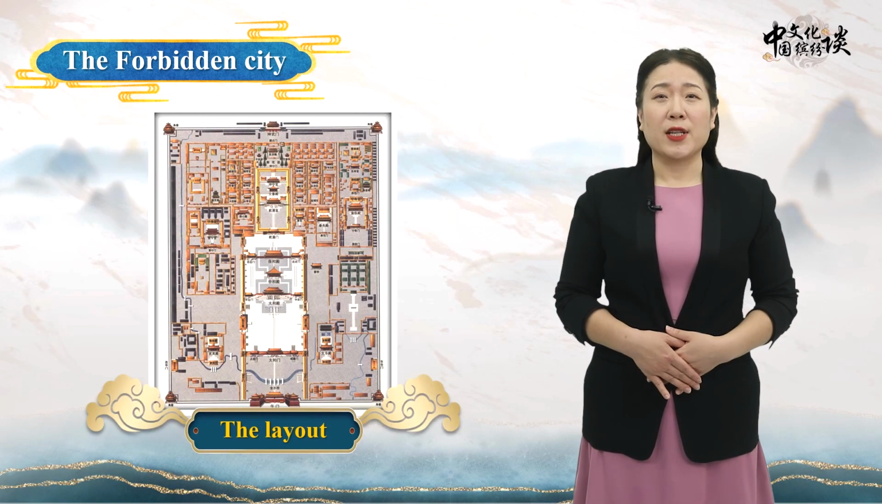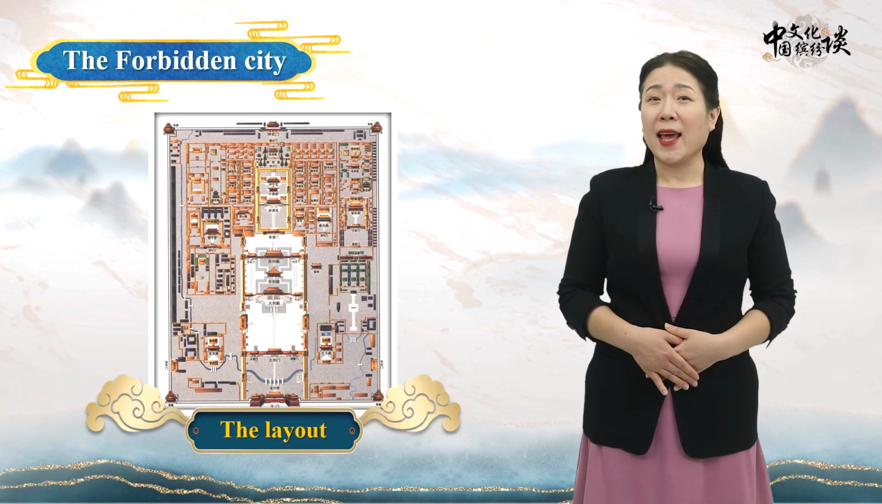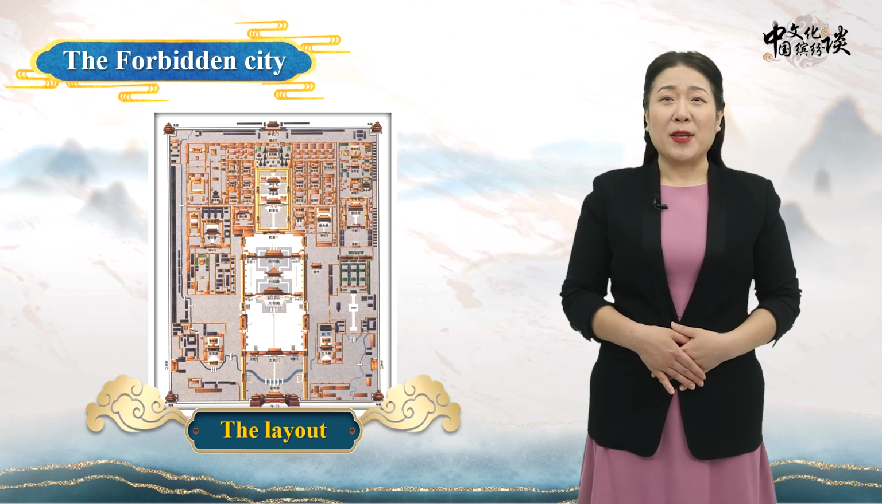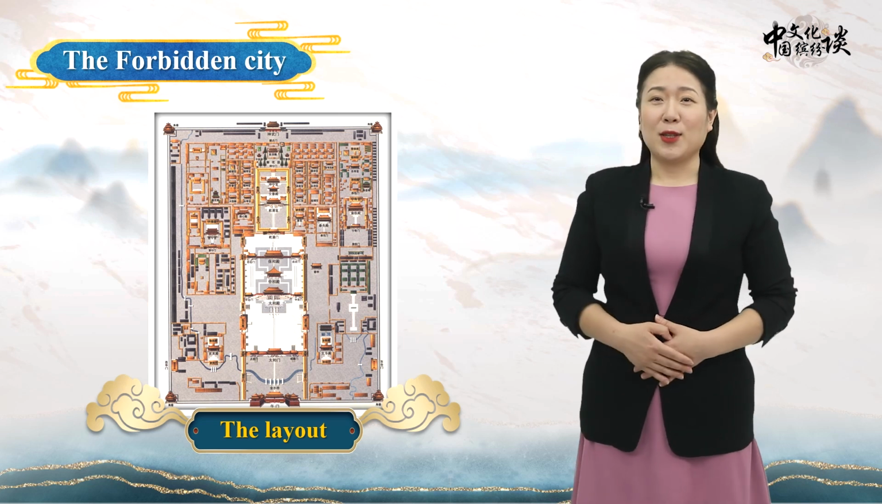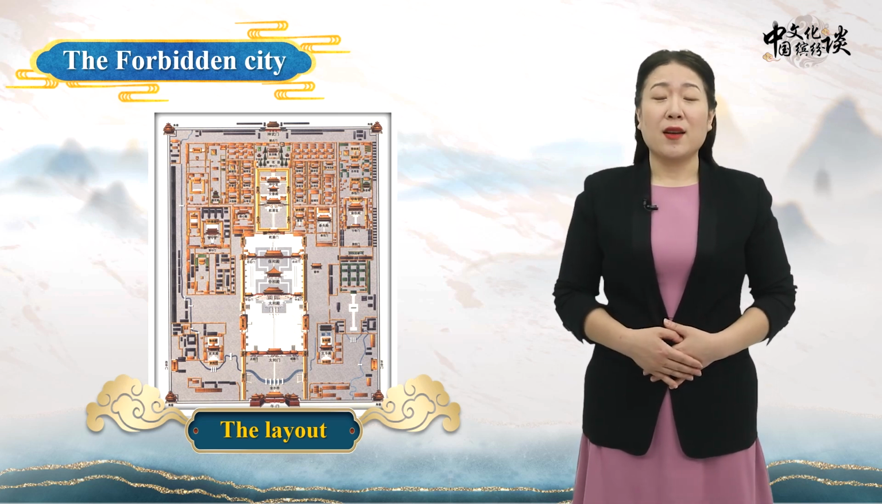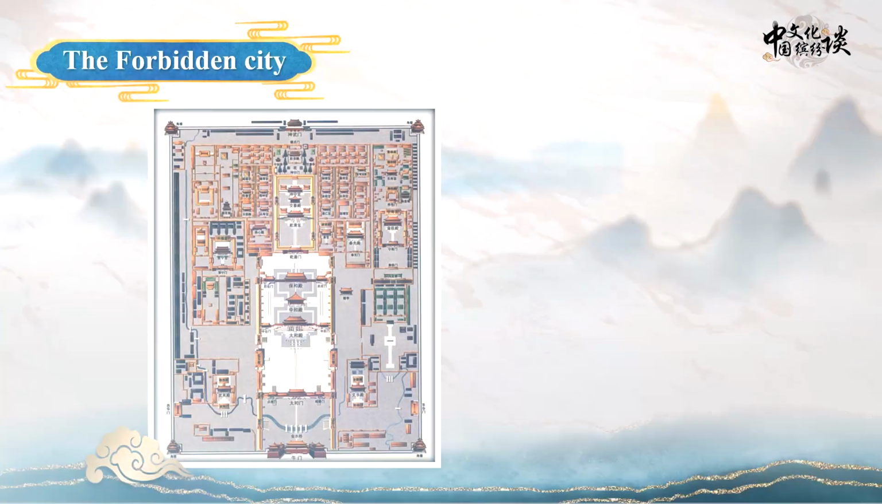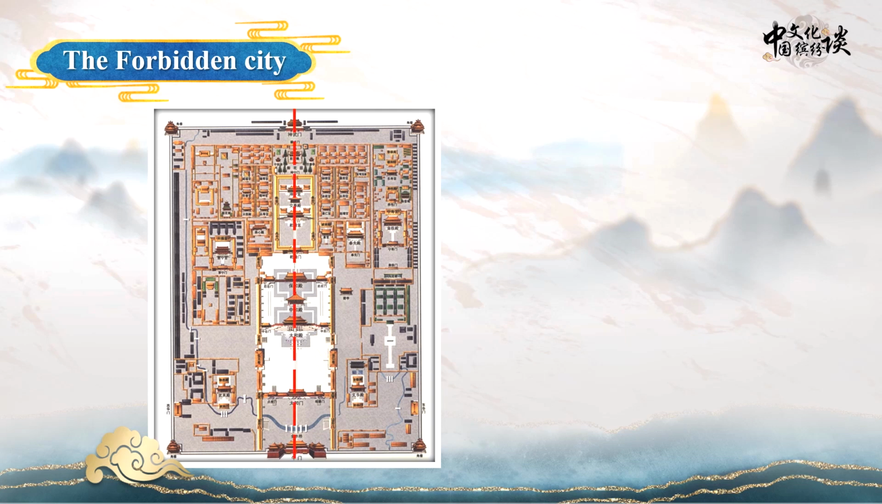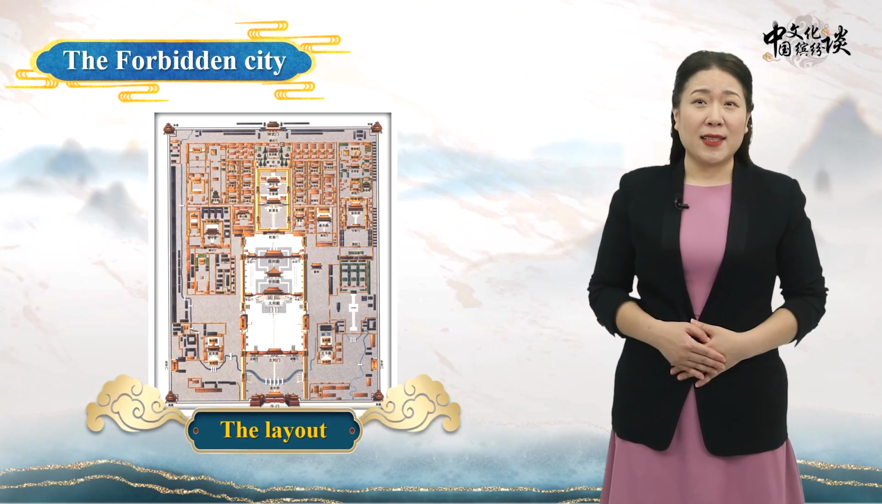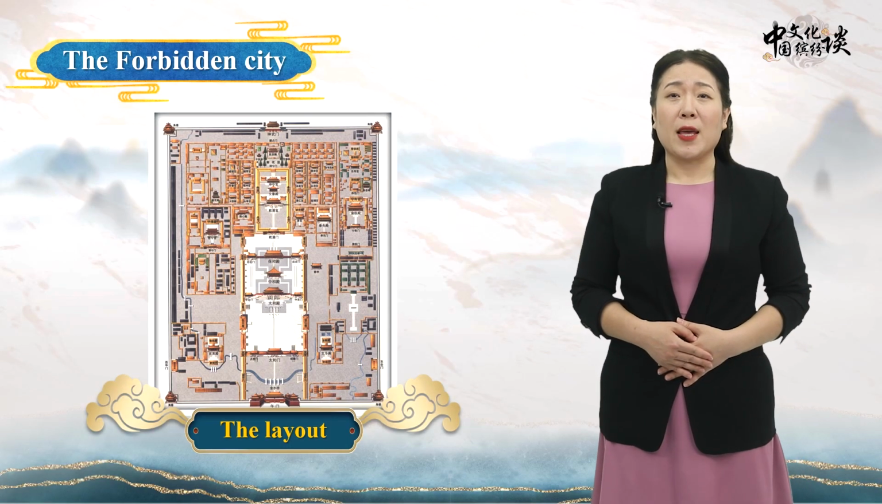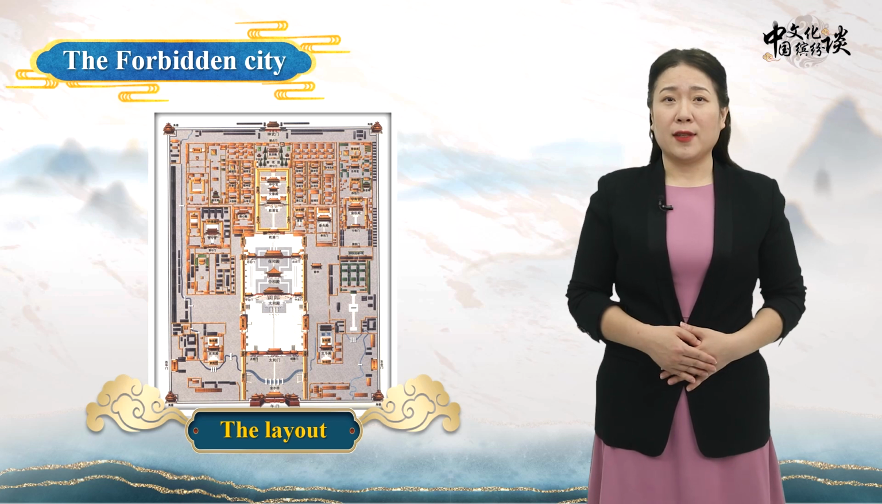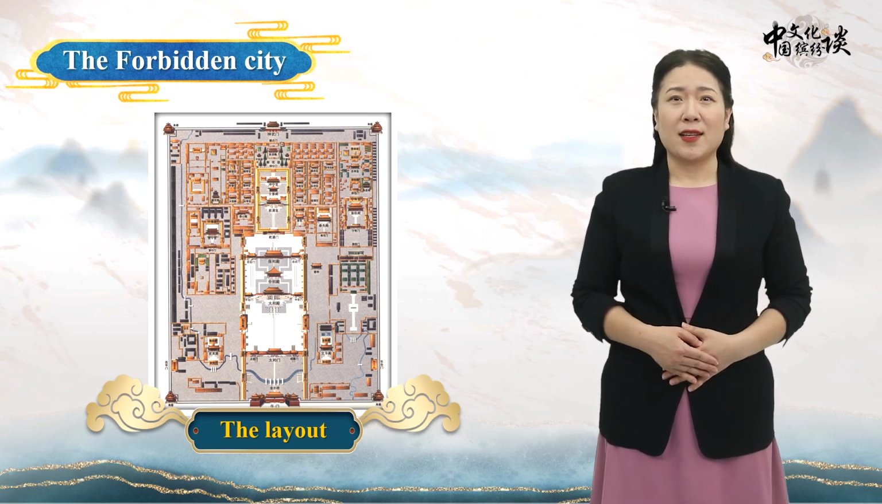Okay, after watching the video, let us talk about the layout of the Forbidden City by using this map in terms of the center, the north-south, and east-west. The Forbidden City is located in the heart of Beijing along the central axis. This indicates the ultimate power of the imperial rule in China during the Ming and Qing dynasties.